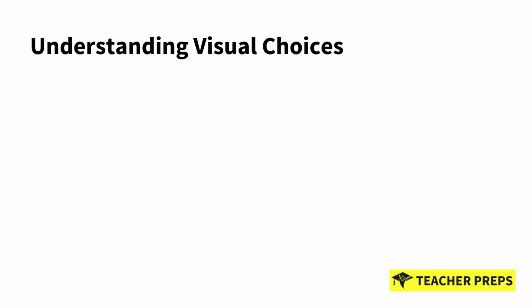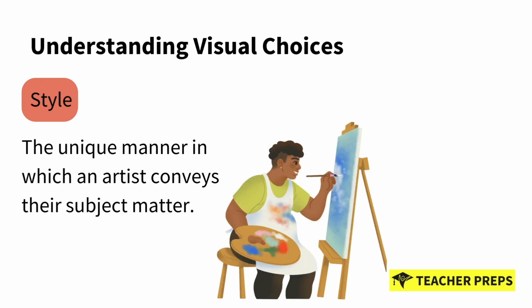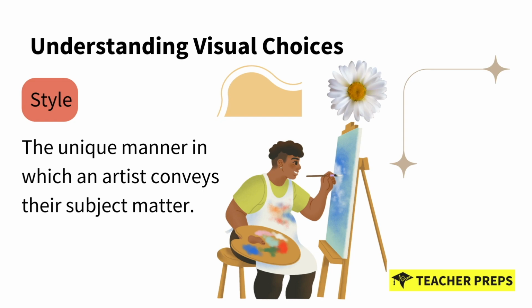Before we teach it, we have to make sure that we ourselves understand the topic. So let's go over what visual choices mean in this exam context. There are 3 key aspects to include. The first is style. This pertains to the unique manner in which an artist conveys their subject matter. This might be through abstract, realistic, minimalist, or other artistic styles. The chosen style can create mood, emphasize certain aspects of the content, or guide the viewer's interpretation.